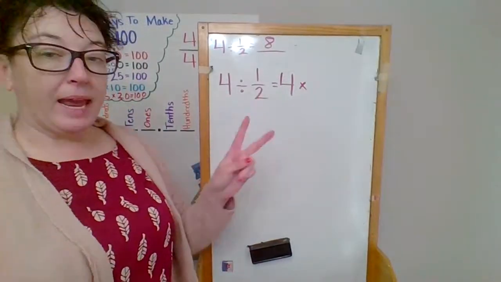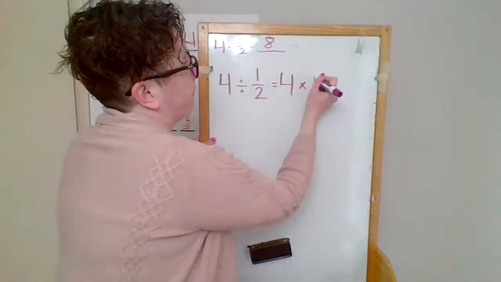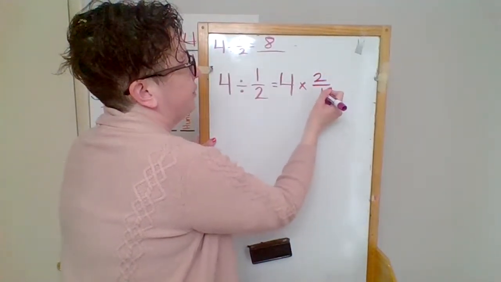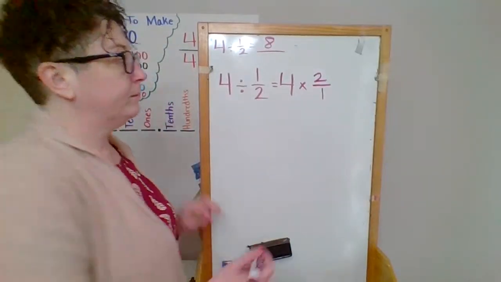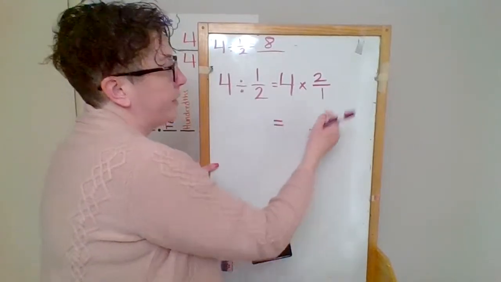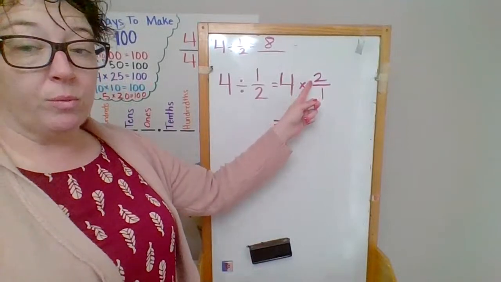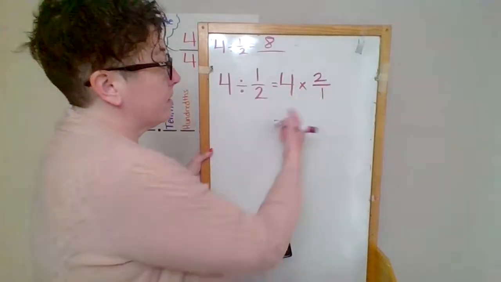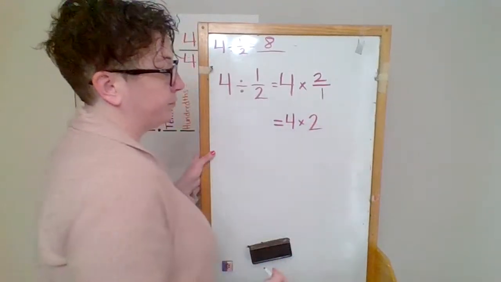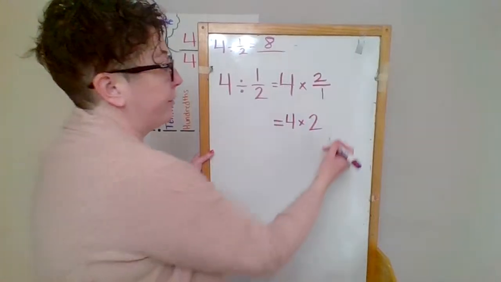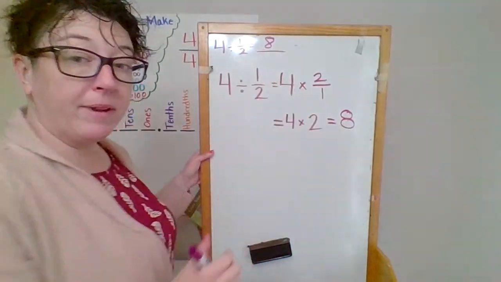The opposite of 1/2 is if I flip it around. So I'm going to take 1/2 and flip it upside down. So now I have 2 over 1. We know that if we have a 1 in the denominator, it's just the numerator as a whole number. So this is actually equal to 4 times 2. And we know that 4 times 2 is 8, which is what we got as our answer.